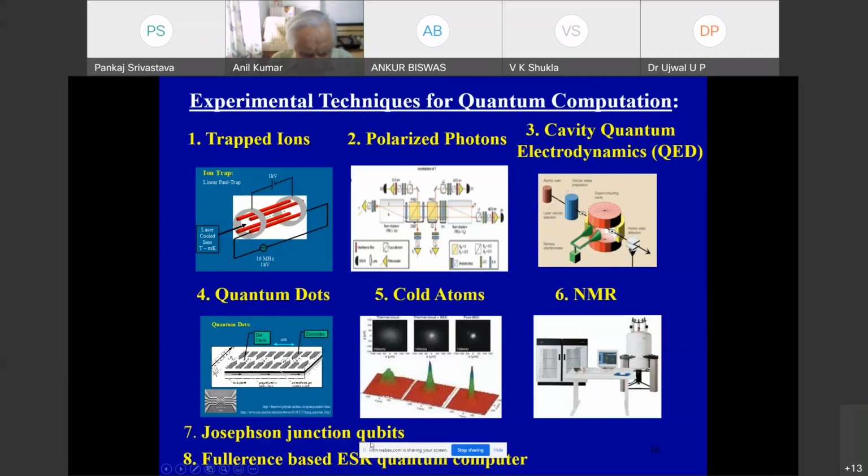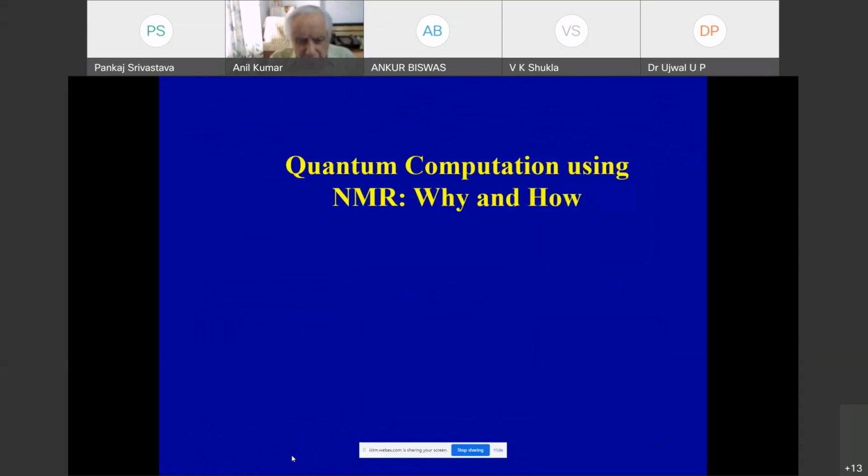Okay, Josephson junction qubits, and this is now the technique which is being scaled up the most, and this is where the quantum computer of today will come from. Already there are several companies, including IBM, which have put a large number of quantum computers on the cloud, and you can use them. I'll show you at the end of my talk some of the applications here. There's not much progress in the ESR-based quantum computer. So now, quantum computing using NMR.